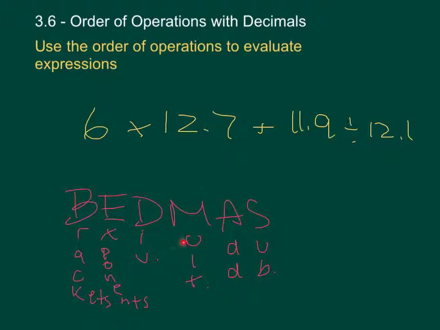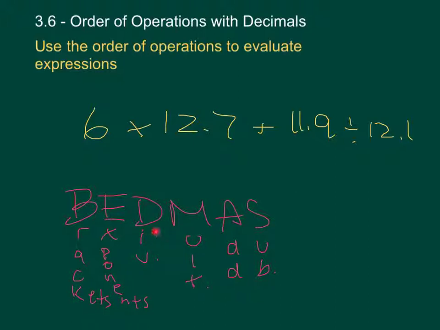In terms of if you have a question where you have division and multiplication in it, if we look at this that I wrote up really quickly at the beginning, I have 6 multiplied by 12.7, and then I also have 11.9 divided by 12.1. If I was just to follow this rule, I would have to do this division first, and then I would do the multiplication, which doesn't really make a difference.